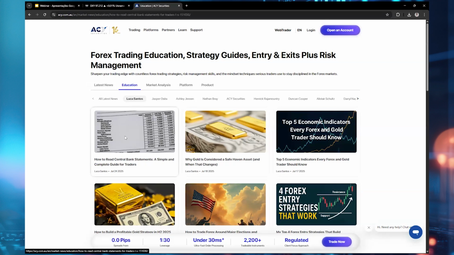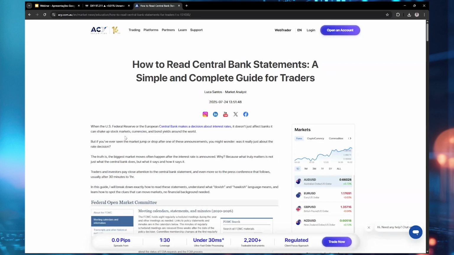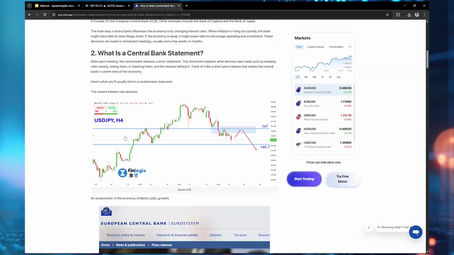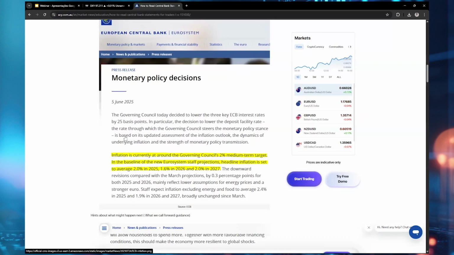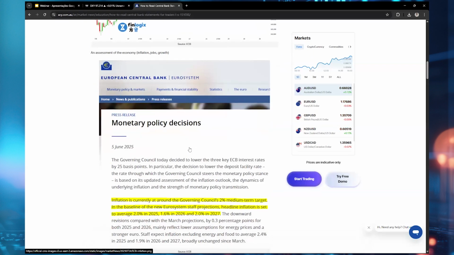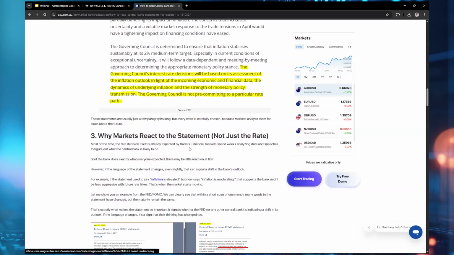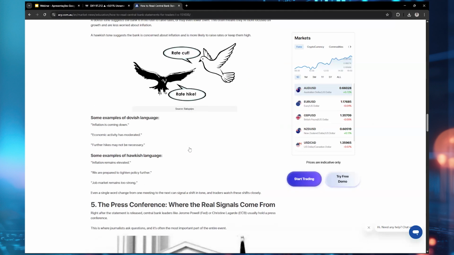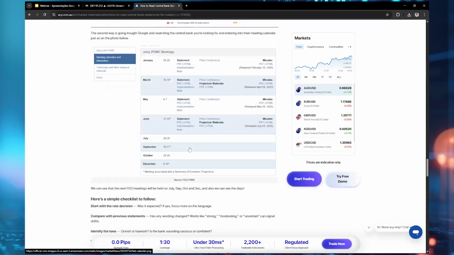If you click here, you get access to my breakdown of the whole topic about reading central bank statements. Oops, that is a wrong image. I'm going to have to correct that. But it's literally broken down bit by bit here.